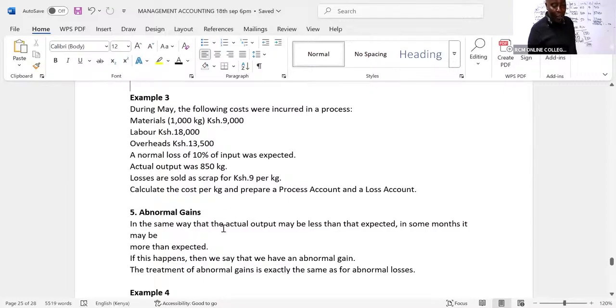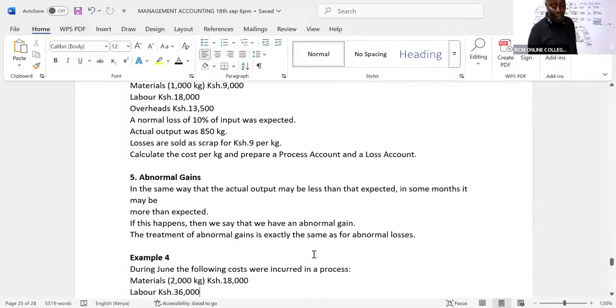In the same way that the actual output may be less than expected, in some months it may be more than expected. If this happens, then we say that we have an abnormal gain. The treatment of abnormal gain is exactly the same as for abnormal losses. So then I will go to example number 4 before I start looking at your past papers, ladies and gentlemen.